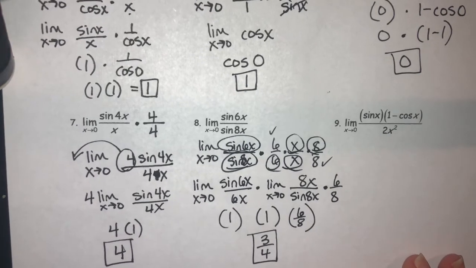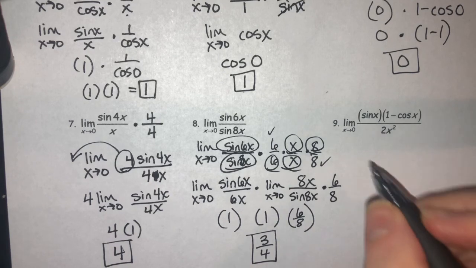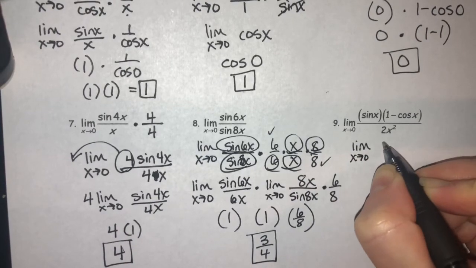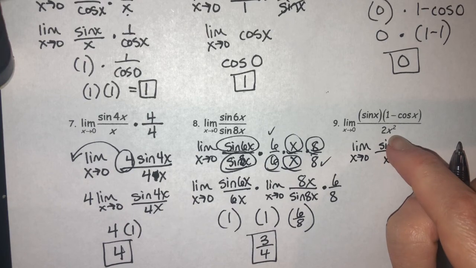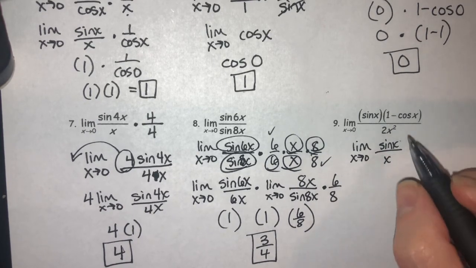Okay, it's our last example now, number 9. The limit as x approaches 0 of, in the numerator, sine of x times 1 minus the cosine of x, all divided by the quantity 2x squared. So, this kind of looks like both of the two memorized trig limits put together, because it is. So we're going to go limit as x approaches 0 and take that sine x and put it over x, because I have x times x in the denominator with that x squared, so I can put one of those x's under the sine of x.